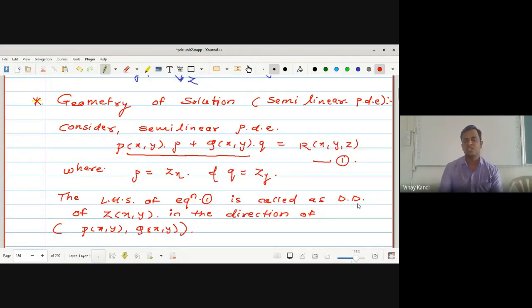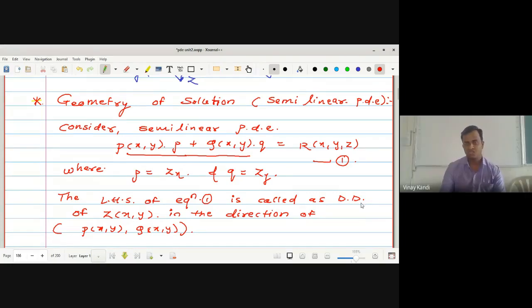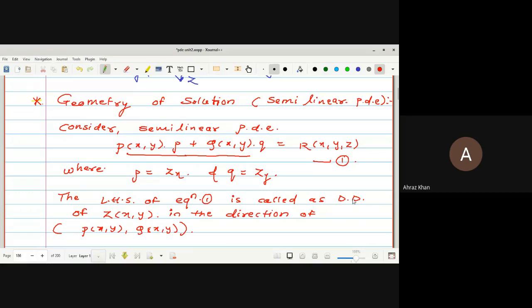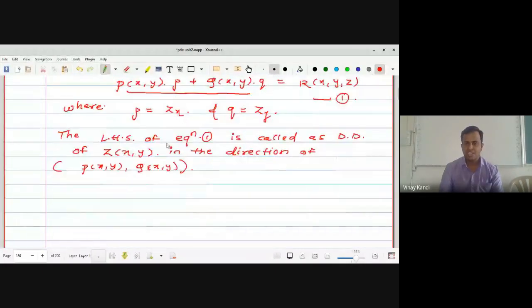Okay, we know what the directional derivative is in differential geometry. What is the directional derivative? It is the derivative in an arbitrary direction. What is the partial derivative? The partial derivative is in a particular direction, with respect to the x axis, and for y it is dou z by dou y. So in the arbitrary direction, it gives the directional derivative. So the left-hand side of the equation 1 is called the directional derivative of the surface z of xy in the direction of P of xy and Q of xy at point x and y.